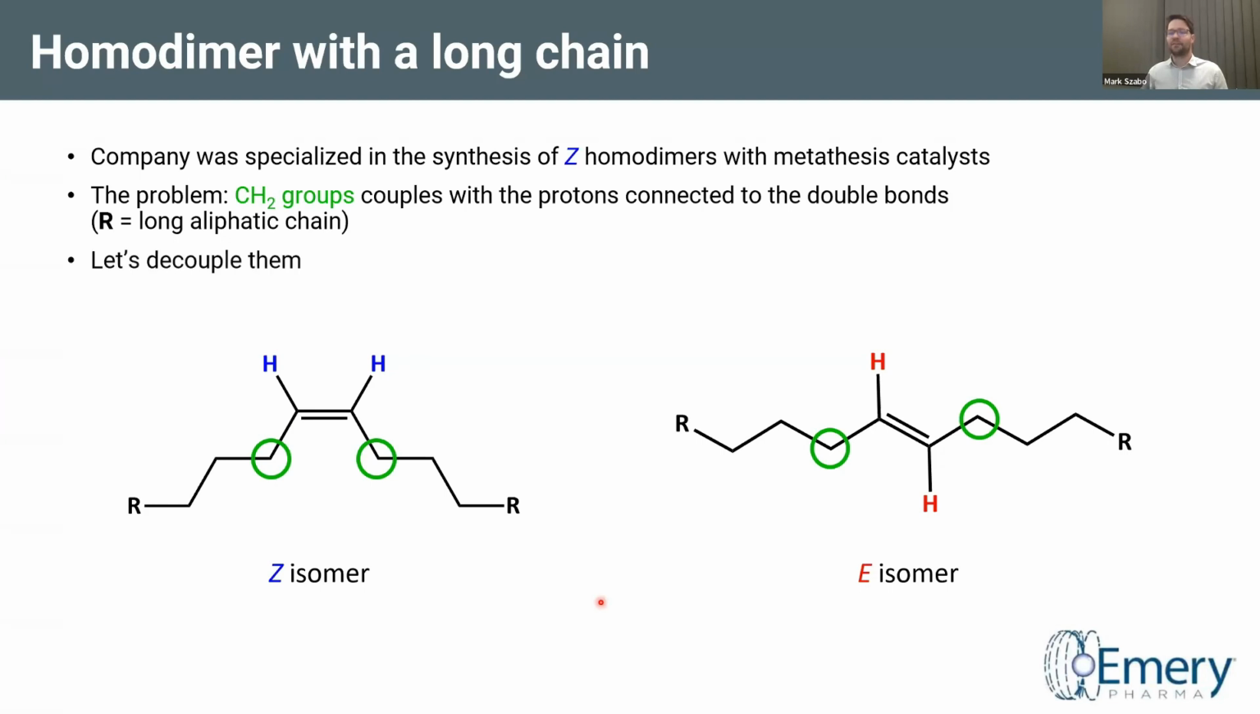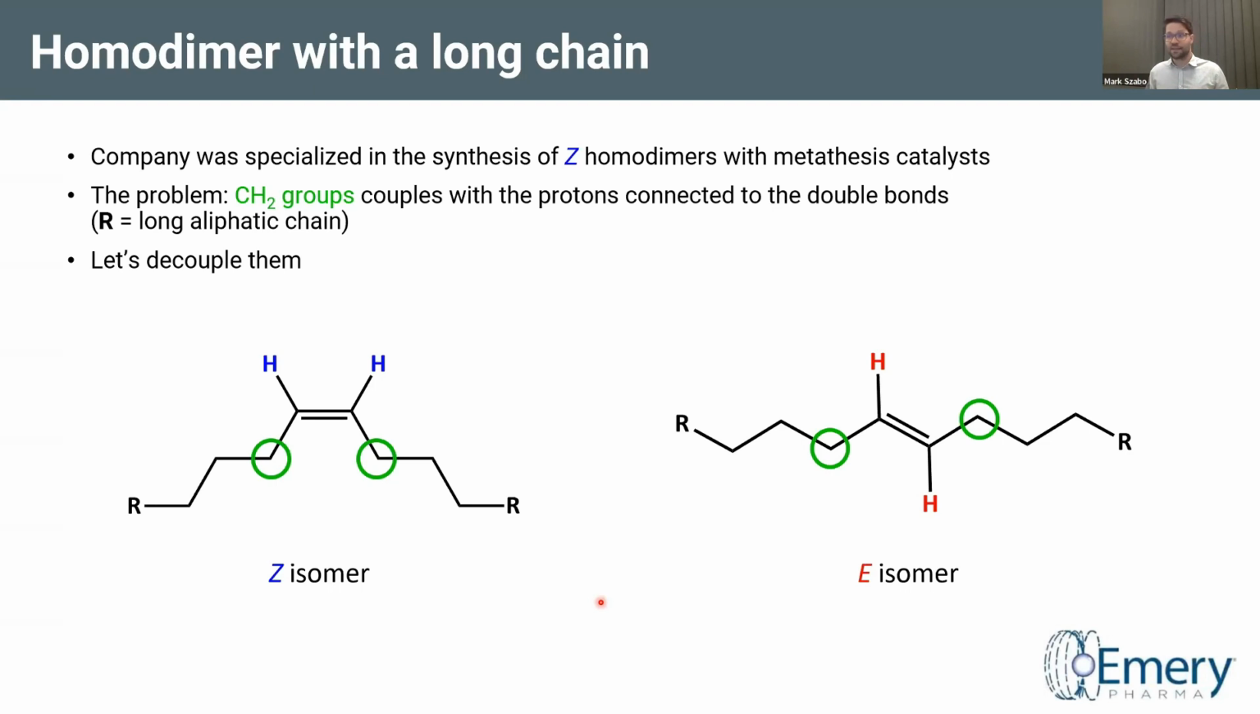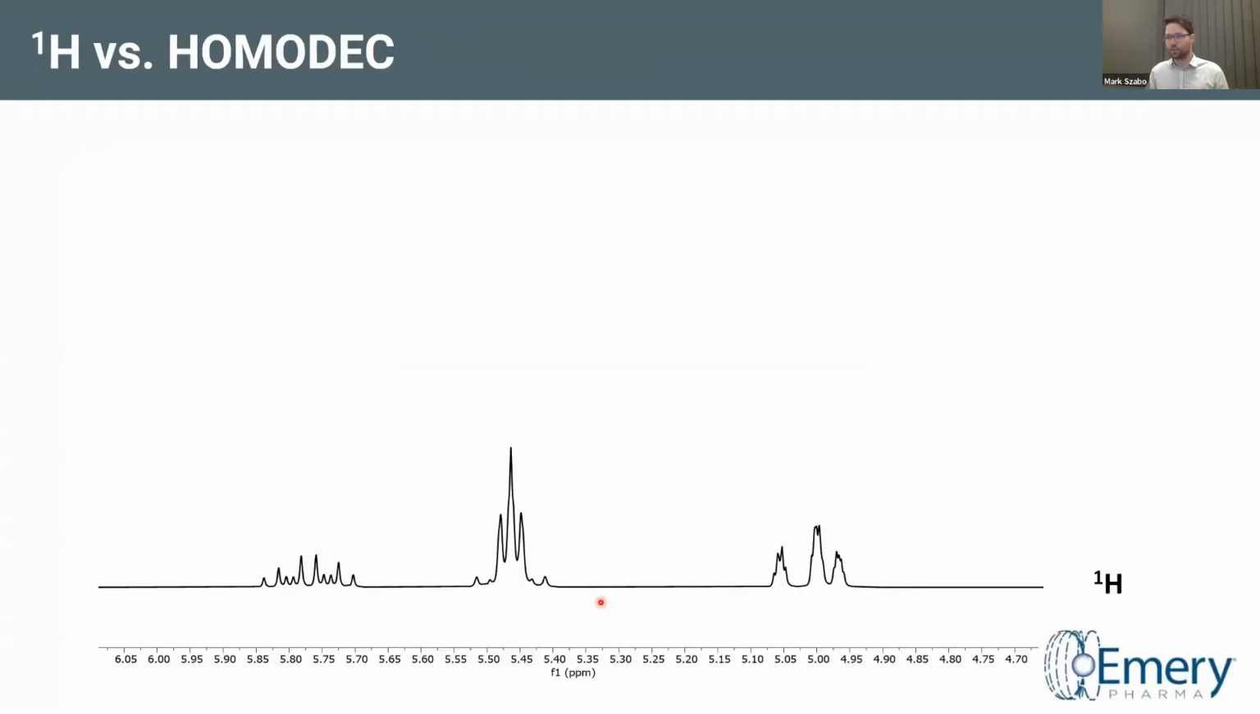And therefore, it's not that easy to read this coupling constant from the satellites, as you will see. But what we can do is there is a technique which is called homodecoupling, or even more sophisticated techniques, which is pure shift NMR. And with the help of these techniques, we can decouple these methylene protons.